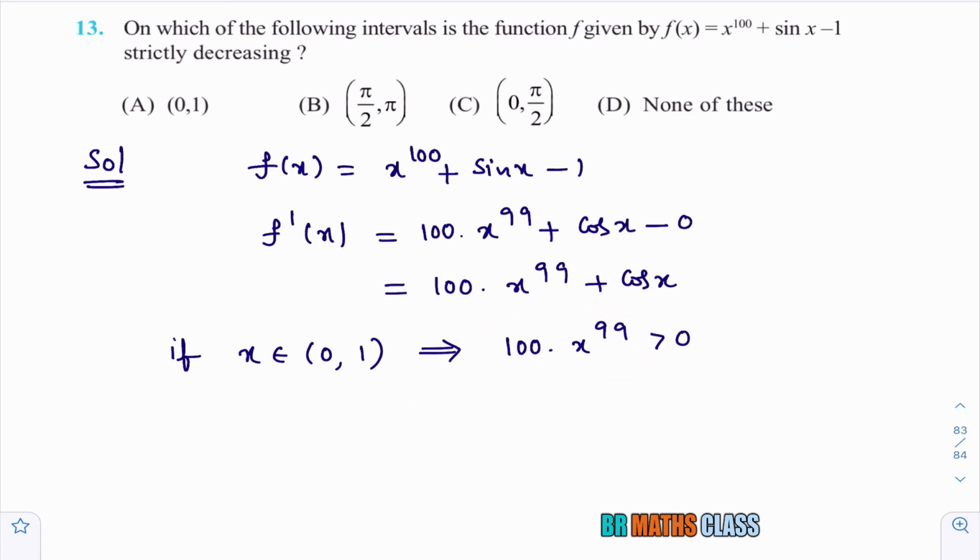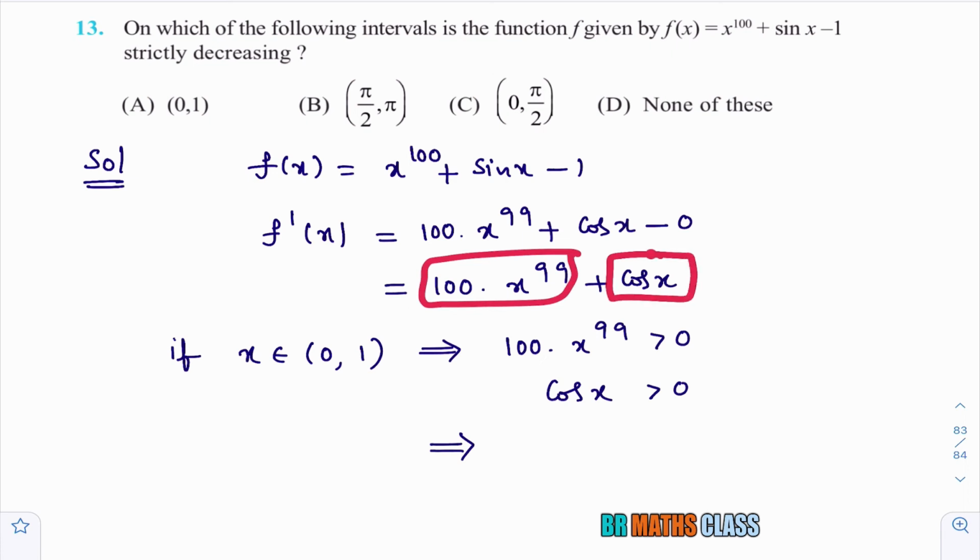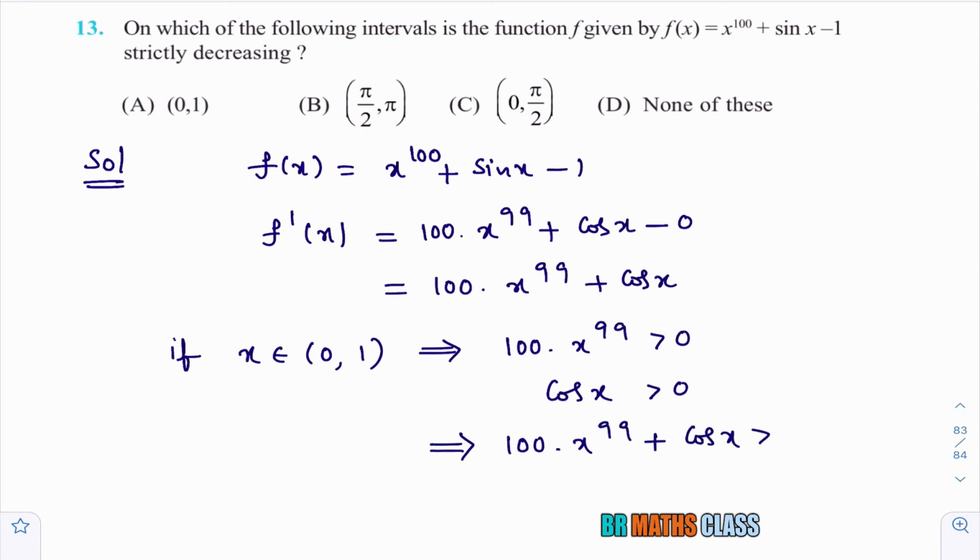At the same time, when x belongs to open interval 0, 1, this is in radian measure. 1 radian means approximately 57 degrees. So x belongs to open interval 0, 57 degrees. That means x is in the first quadrant. In the first quadrant, cos x is positive, so cos x is greater than 0. This is positive, this is positive. If we add two positive numbers, again you will get a positive. So 100 into x power 99 plus cos x is greater than 0.